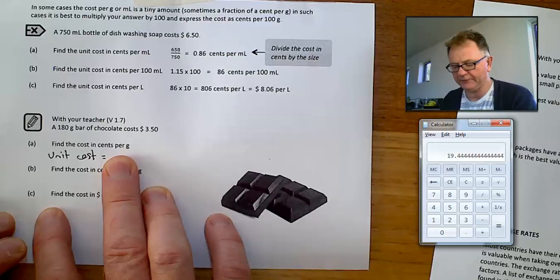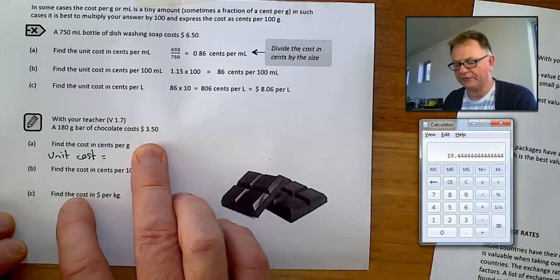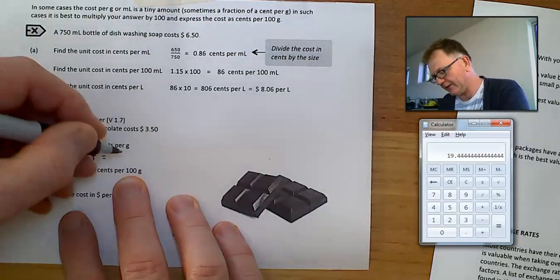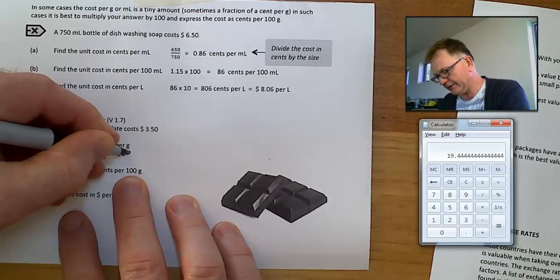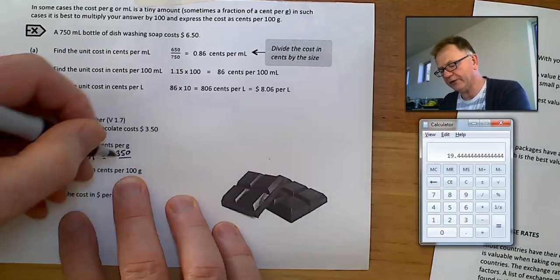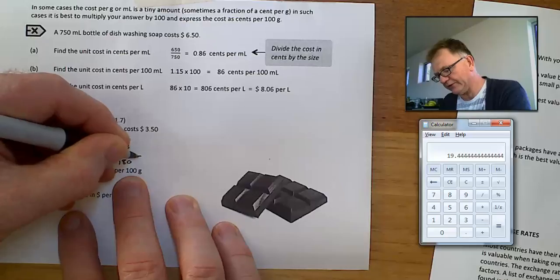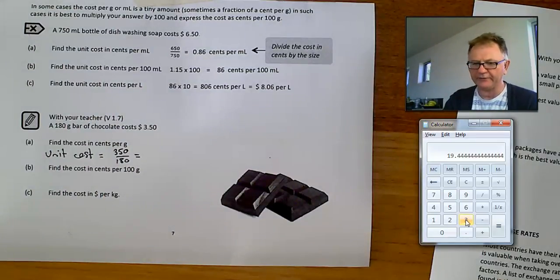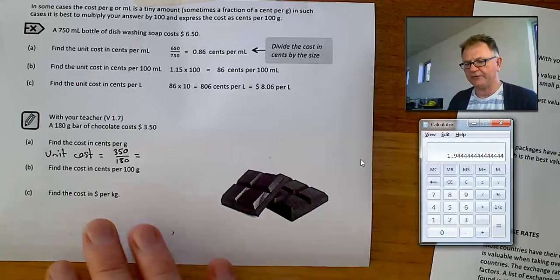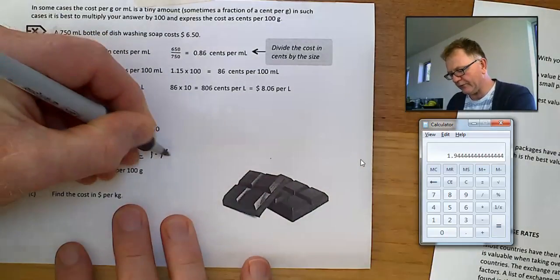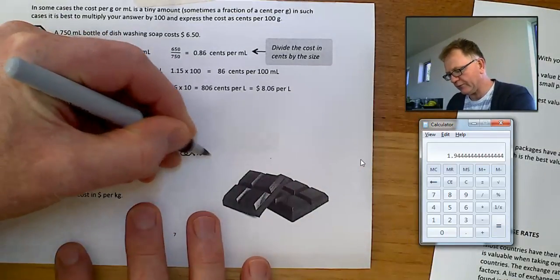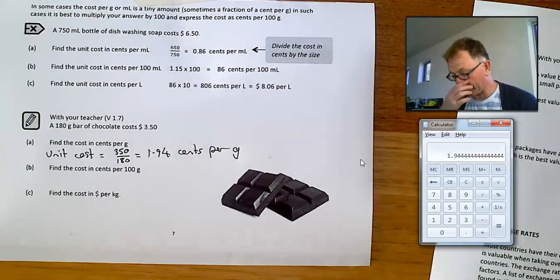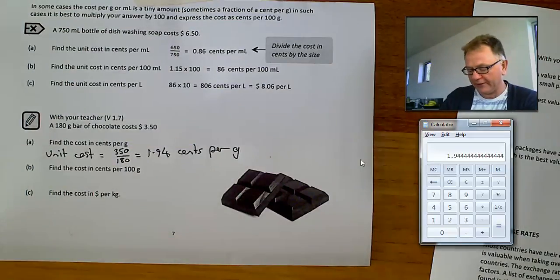weight in grams. So this costs $3.50 for this bar of chocolate, but we want that in cents. So it's 350 cents divided by the number of grams, which was 180. The cost in cents per gram will be 350 divided by 180. The cost is 1.94 cents per gram.